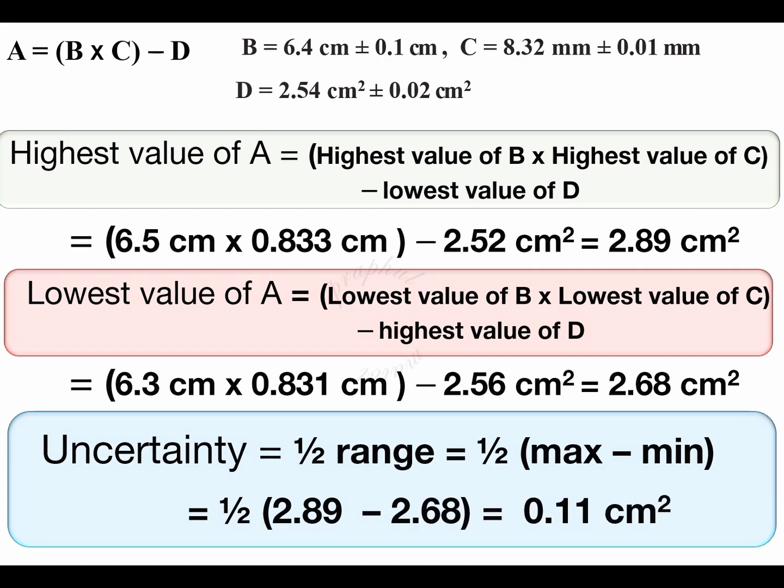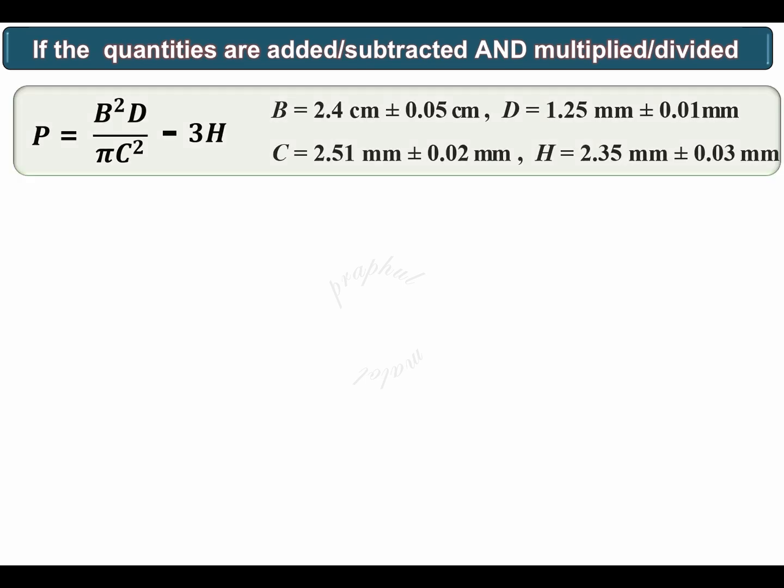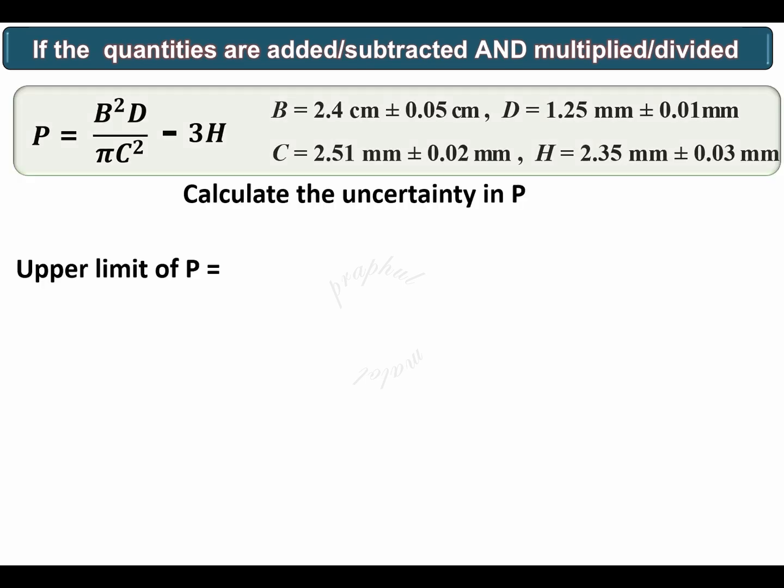This second method is more useful if the equation is complex, like this example. In order to get highest value of P, you have to put highest values of quantities in the numerator and the lowest values of the quantities in the denominator. Value of H should be lowest since it's subtracted.